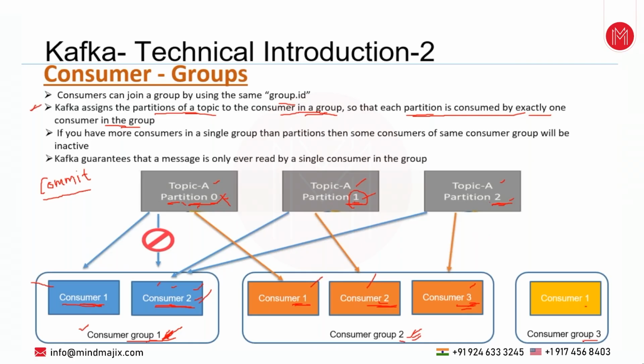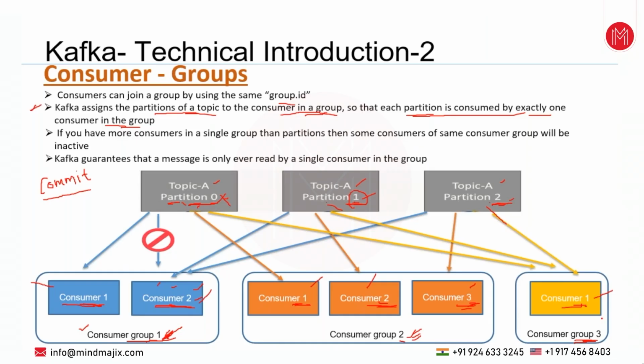Now let's come to consumer group 3. In this consumer group, by using this group ID, only one consumer is connected from one of the application servers. Now only one consumer can consume the messages from partition 0, and it can consume the messages from partition 1, and it can consume the messages from partition 2 also.